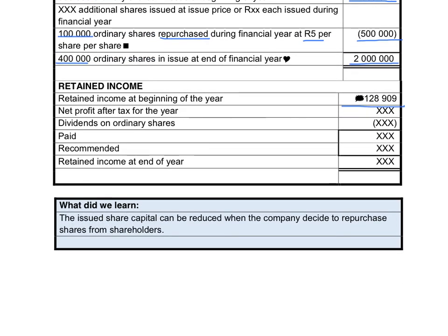What did we learn today? The issued share capital can be reduced when the company decides to repurchase shares from shareholders. That means the capital balance will reduce with the amount of money that's repaid to them, and the number of issued shares will be reduced.